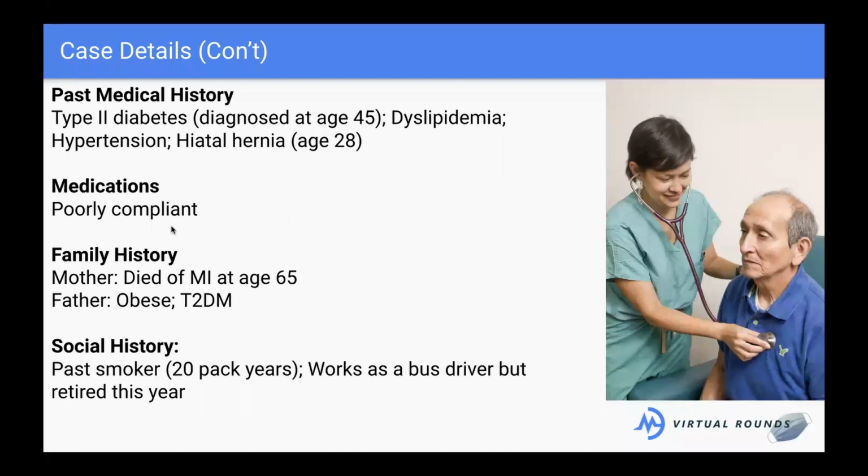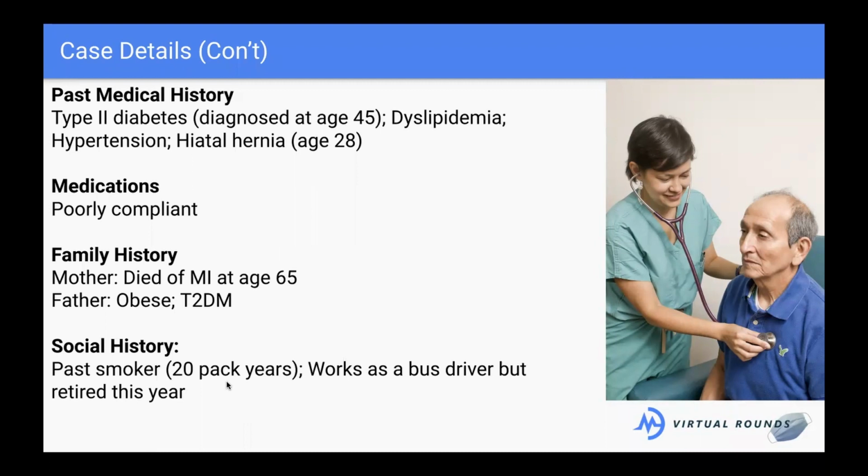Perhaps poorly compliant with his medication. So while he may be on metformin or lisinopril or something for hypertension, he's not taking his meds. So he's not doing a very good job. His mom had an MI at the age of 65. His father is obese and also diabetic, and he smoked for 20 years.